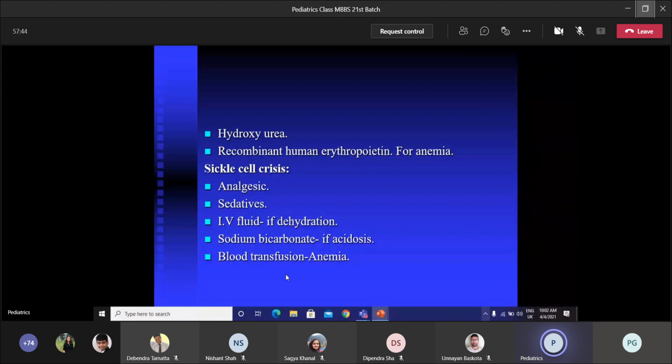During sickle cell crisis, because there will be severe body ache, you have to give analgesics. The patient should be calmed down by giving sedatives. And if dehydration is there, you have to give IV fluids and correction of the dehydration should be done. Do the arterial blood analysis. If there is metabolic acidosis, give sodium bicarbonate 1 milliequivalent per kg.